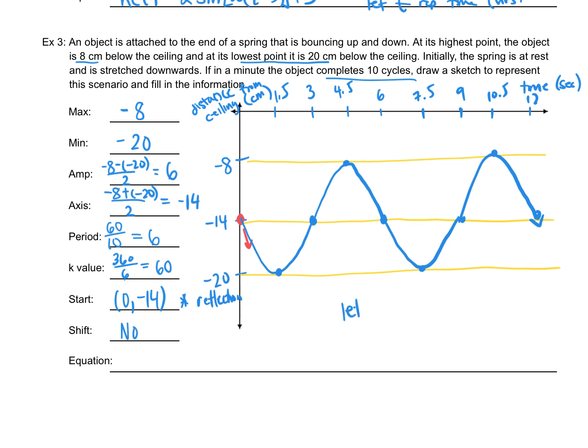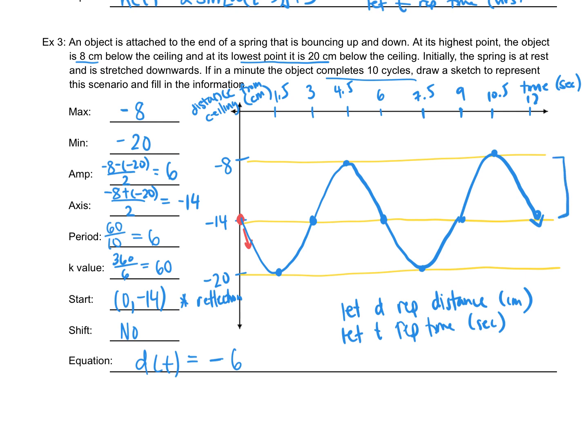Okay, let's say D represents the distance in centimeters, and let T represent the time in seconds. So we have D at T. We do have a reflection this time, and our amplitude is 6, which we can verify here from -8 to -14 is 6. We don't have a phase shift, so I don't have to worry about a double bracket. I'm just going to put my K value, so 60T, and then the central axis at the end for the -14. And there we are.